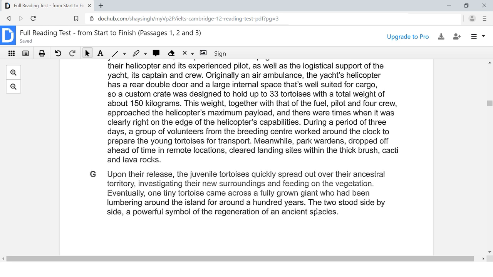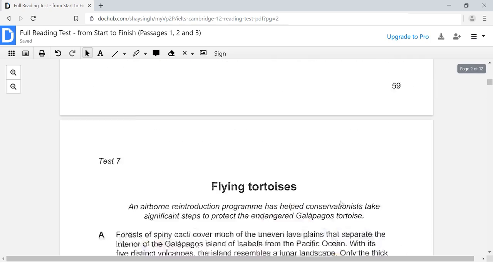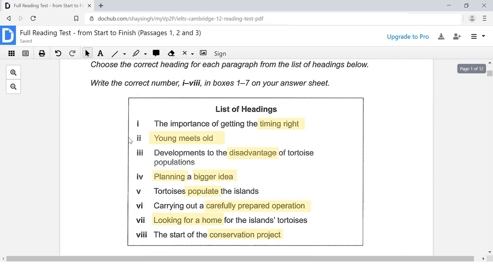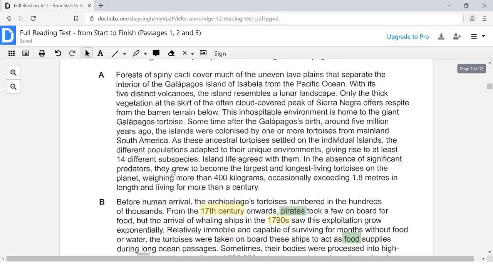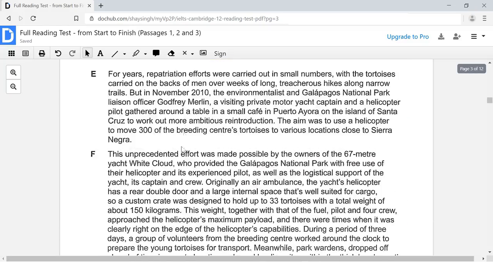So let's go ahead and read the final sentence. The two stood side by side, a powerful symbol of the regeneration of an ancient species. The two stood side by side, the young and the old. So now I'm sure that the correct answer is going to be number 2 for paragraph G. There we go. Let us now move on to the next shortest paragraph, which is E.